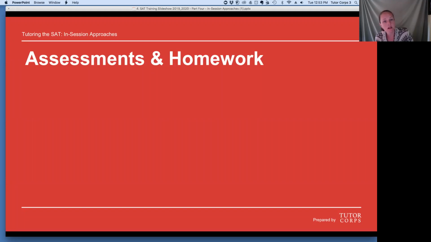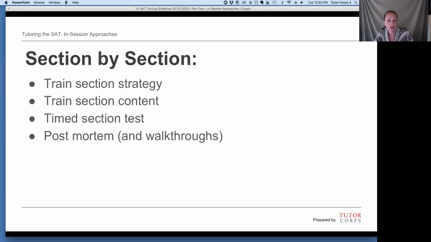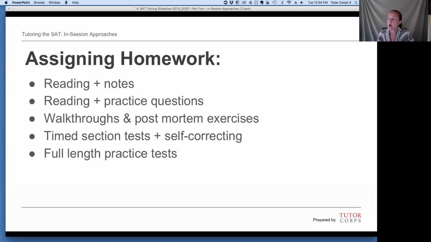Speaking of homework, let's talk about when you'll be assigning practice and timed assessments. You'll be working through the book section by section, focusing both on mastering strategy and on content for each section. After you've worked through all the sections, you should provide the student with a timed section test, and they can take the test outside of your session time and self-correct. Ideally, you'll conduct a postmortem together so that you know the student is really going through all of their answers carefully and understanding their errors.